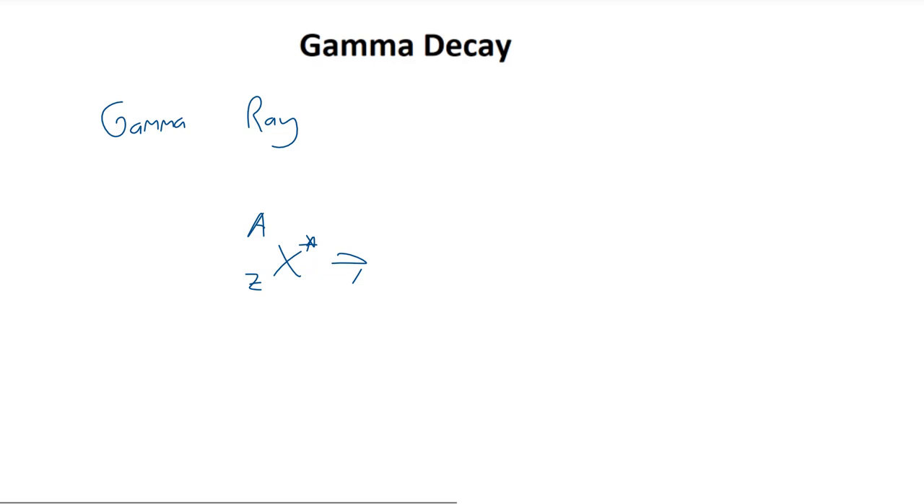Also, as the atomic number Z has not changed, then the type of element has not changed. For example, if we initially had uranium, we still have uranium after gamma decay. Both the atomic number and the mass number have not changed. All that has happened is that the unstable energetic nucleus has released some of its energy, represented here by the removal of this asterisk, and a gamma ray, represented by the Greek letter gamma, has been released.